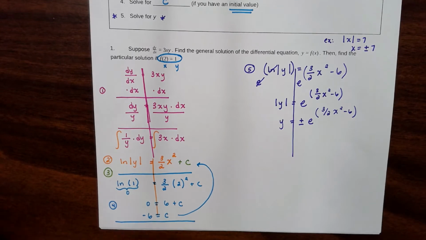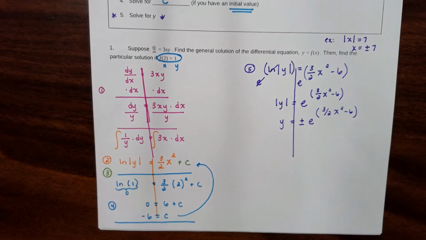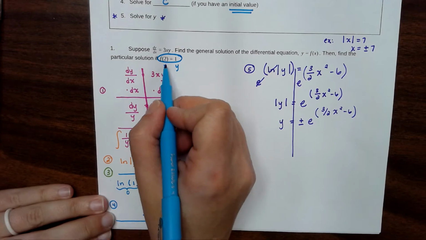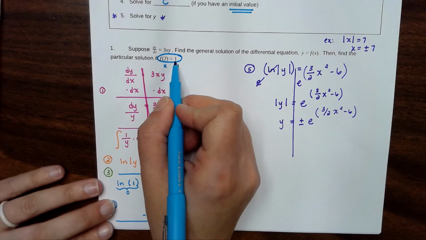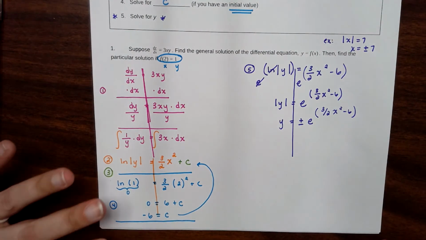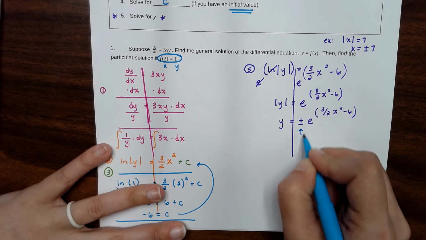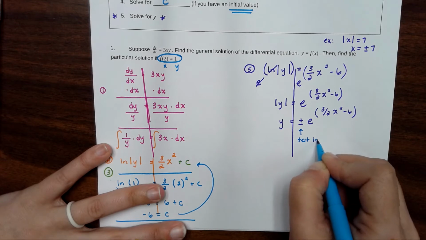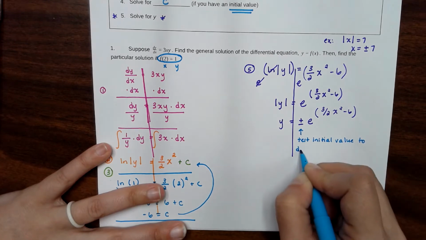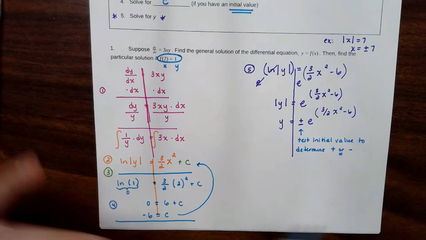Now the conundrum that we have is that we can't leave our final answer with a plus or minus. So what we do next to determine whether we want to keep the plus or keep the minus is we go back to our initial value. We know that when we plug in the number 2, we want to get the value positive 1. The plus and the minus are going to give me two different final answers. So the way we check to see whether we want a plus or a minus is we test the initial value to determine plus or minus in the final answer.